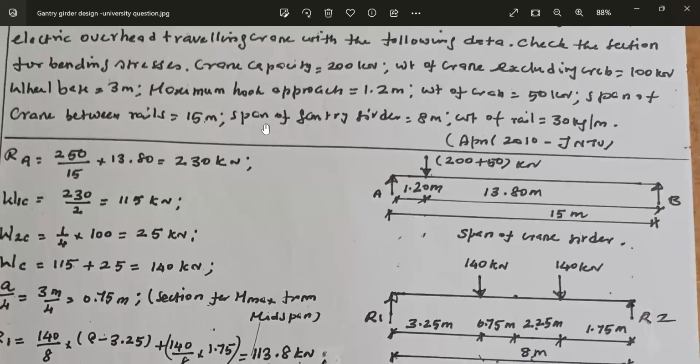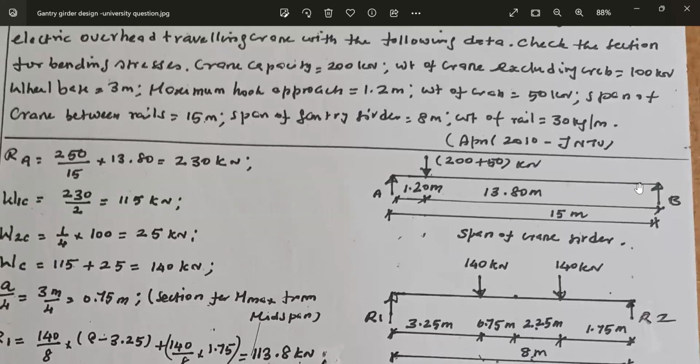That is given as span of gantry girder. Span of the gantry girder is nothing but spacing of the columns. So gantry girder will be running along the length of the building. Length of the building can be 60 meter, 40 meter or 100 meter or anything. Width of the building is 15 meter. The crane girder will be spanning across the building.